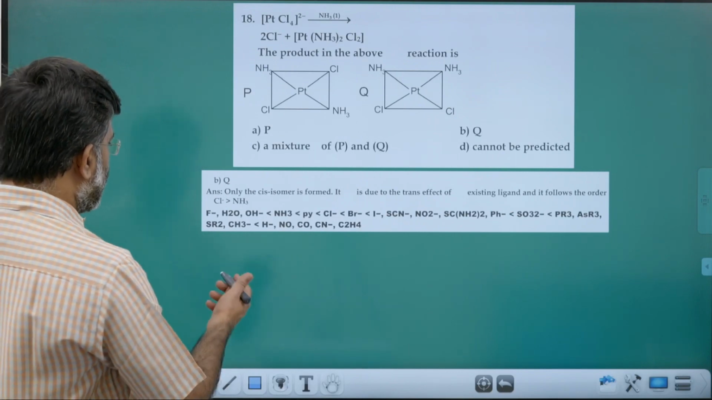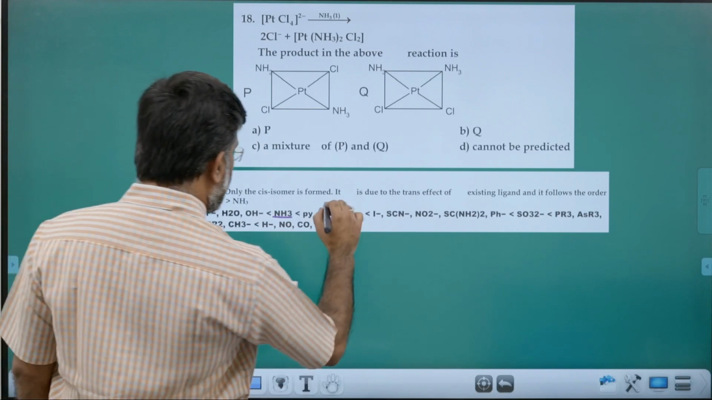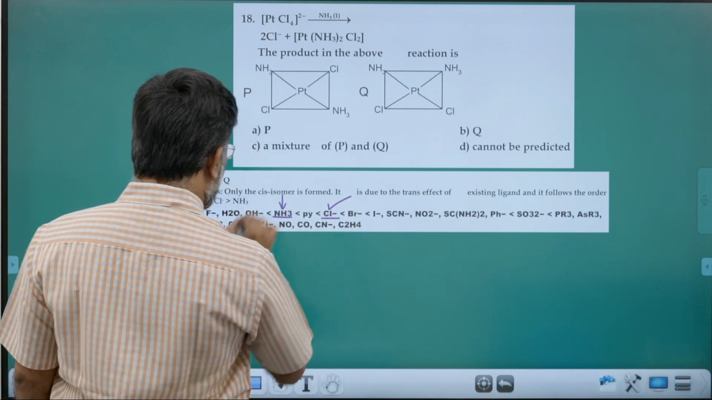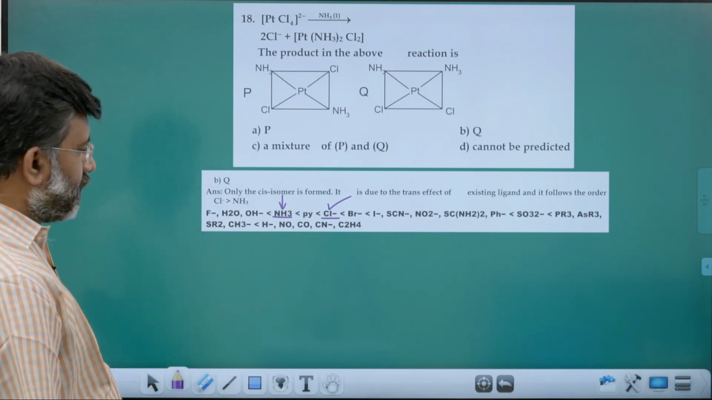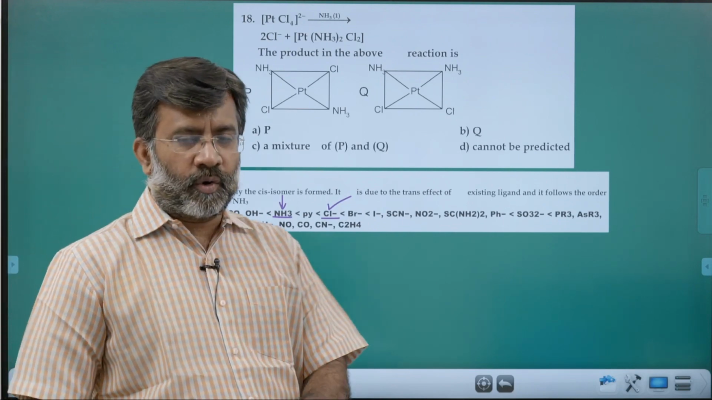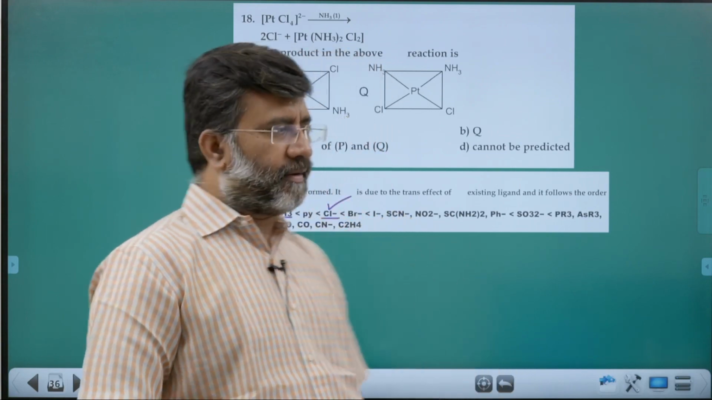Once again, this is the trans effect. You see, chlorine is replaced by ammonia. Ammonia has a lower trans effect. So what happens when chlorine is replaced by ammonia? Ammonia will come at a cis position.